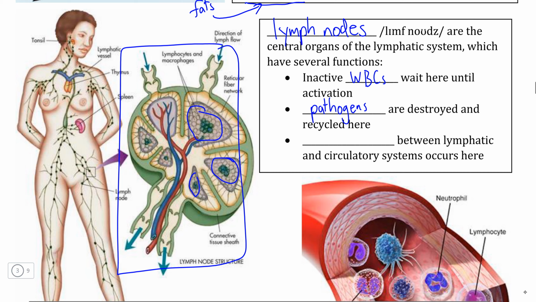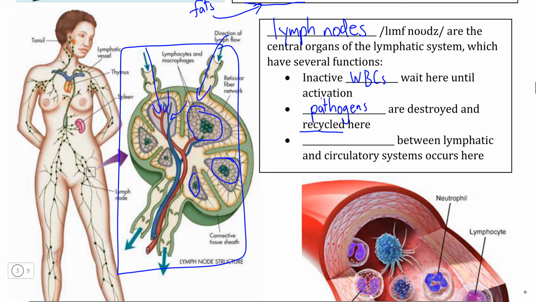Now, not all of the pathogens that are circulating through your body are immediately destroyed. Some of them are actually captured by white blood cells that bring them back to your lymph nodes. And part of the reason why is that lymph nodes serve as the major pathogen destruction and recycling centers, so that pathogens can be destroyed, preventing them from making you sick, but so that all of their nutrients can then be recycled and transferred into your blood.